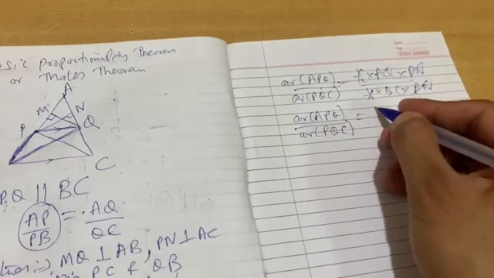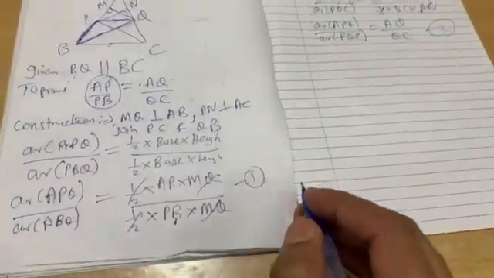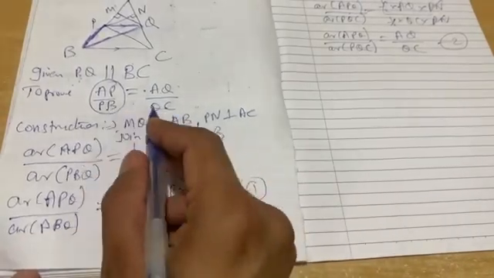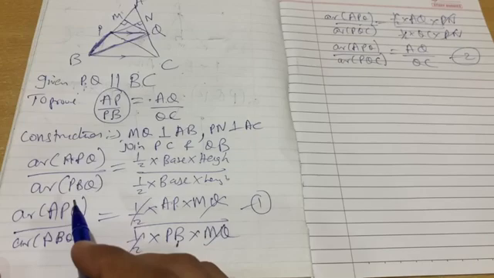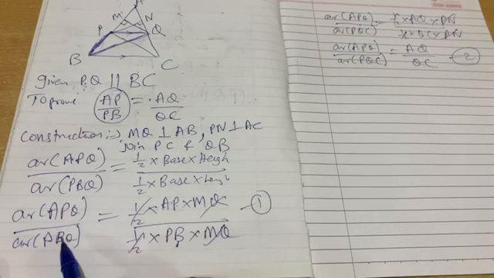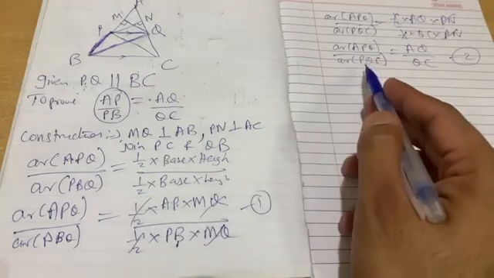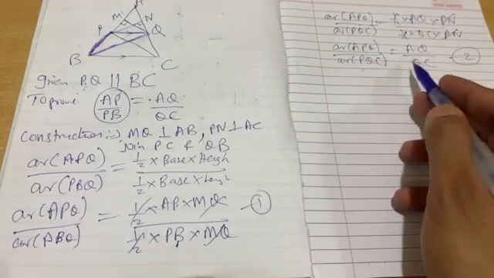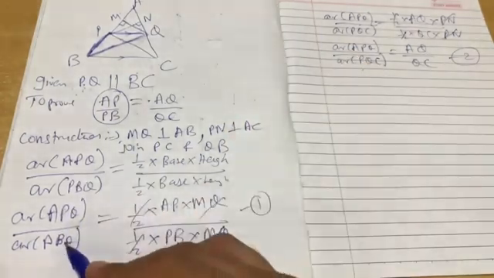I got the answer as AQ upon QC. This is equation 2, and let's say this is equation 1. Now can I say these two are also equal? Can I conclude, are they equal? We can say no, because this is APQ upon ABQ, whose answer is AP upon PB, and APQ upon PQC, whose answer is AQ upon QC. The numerator is the same, but the denominator is different.